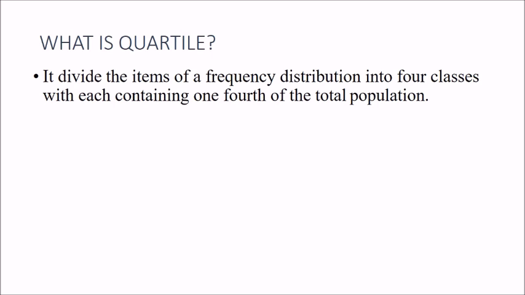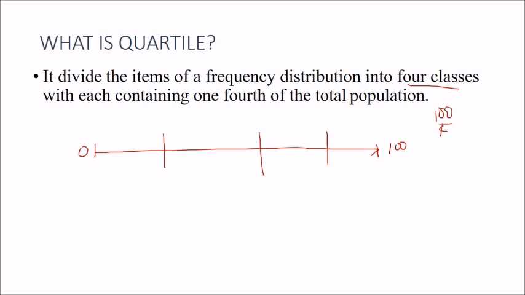So quartile is again a measure of relative position that divides the frequency or the distribution into four classes. So, gi-divide niya ang ato ang data ani. If this is 0, this is 100. Mamani sa percentile. So, gi-divide siya into four parts. So, that would be 100 over 4. So, each region is 25%. 25, 25, and 25.